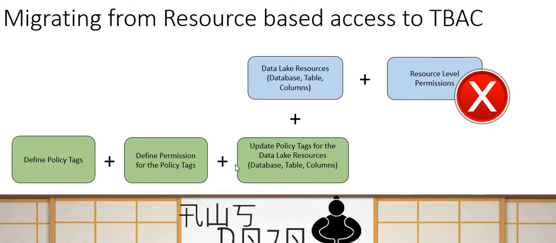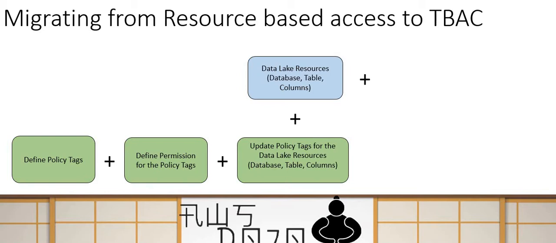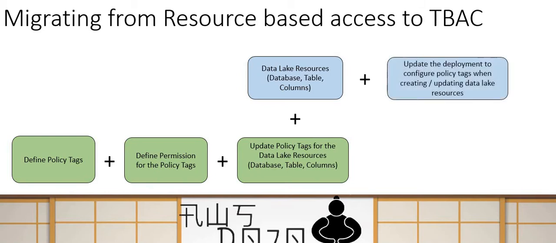Now the next step could be that you actually update your deployment, because so far you have been creating the resources like database or tables or columns, but you have not been associating any policy tags to that. You're simply creating the resource and then probably using some other script or command line or the console, you have been granting resource level access for the users or the roles or the groups. But now you have to change your deployment.